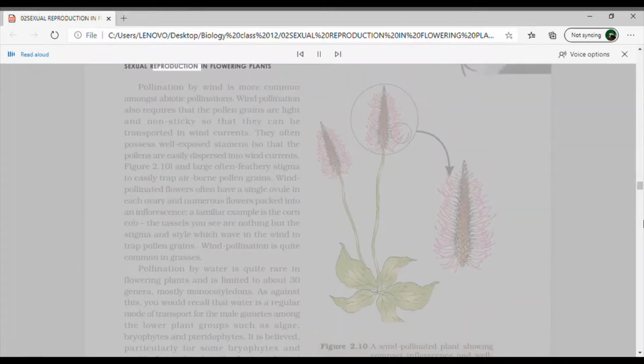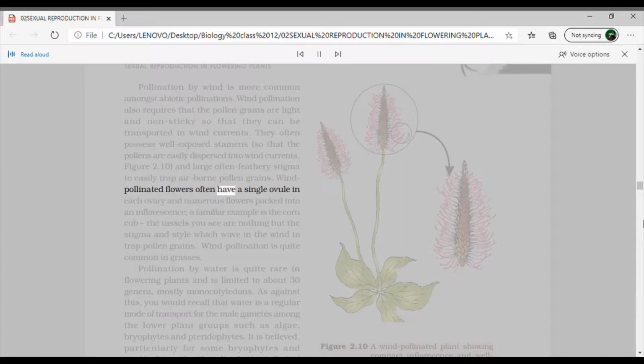Pollination by wind is more common amongst abiotic pollinations. Wind pollination also requires that the pollen grains are light and non-sticky so that they can be transported in wind currents. They often possess well-exposed stamens so that the pollen is easily dispersed into wind currents, figure 2.10, and large, often feathery stigma to easily trap airborne pollen grains.